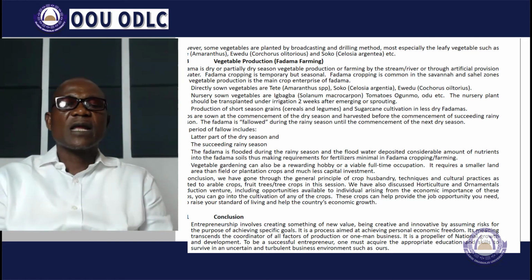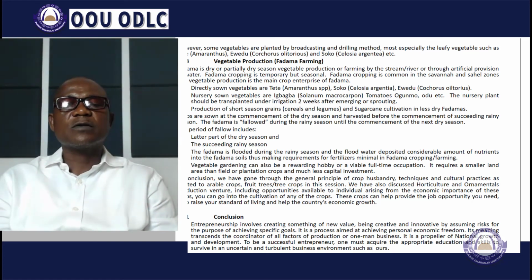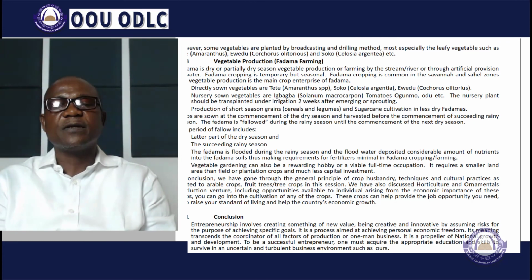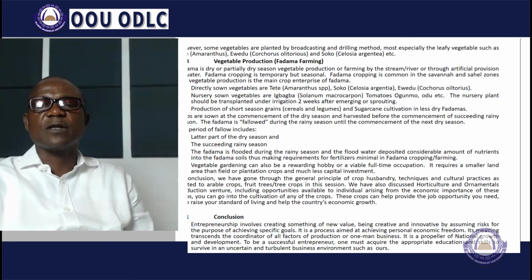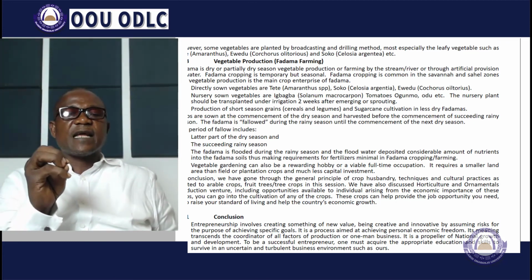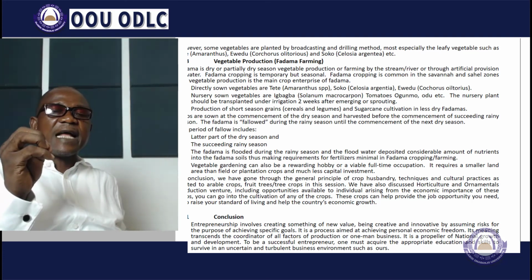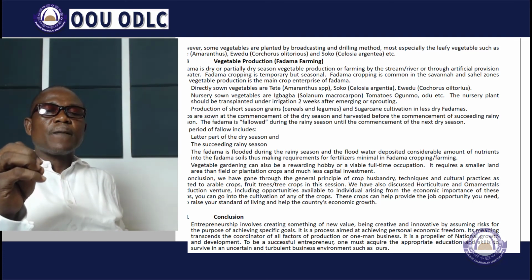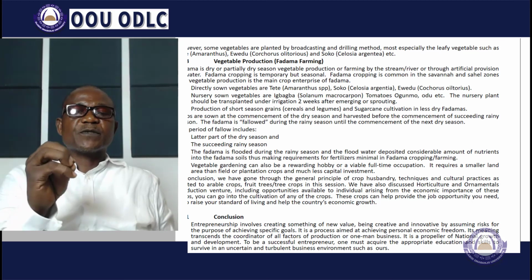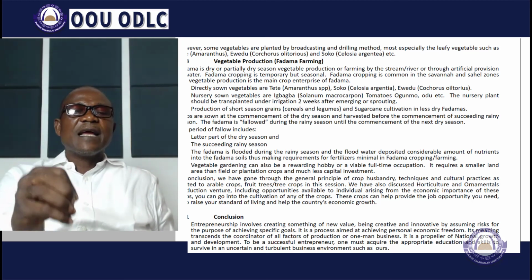Vegetable gardening can also be a rewarding hobby or viable full-time occupation. It requires smaller land area than field or plantation crops and much less capital investment.